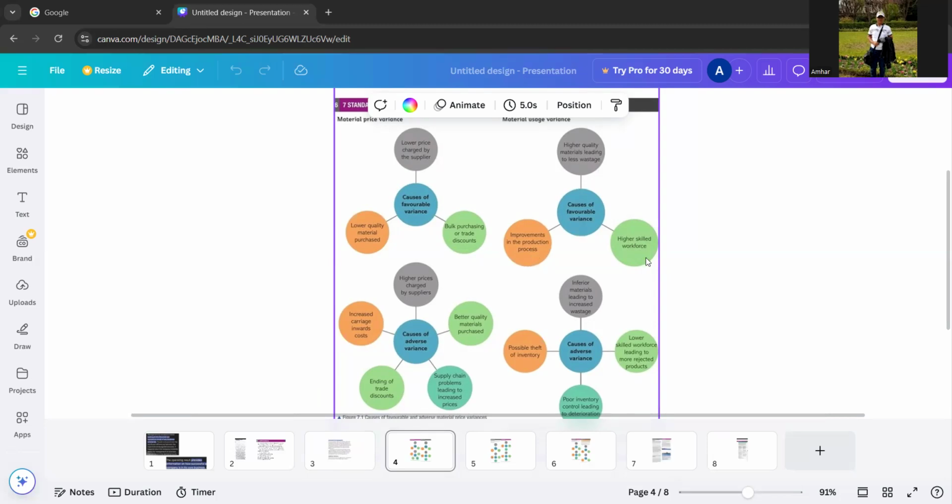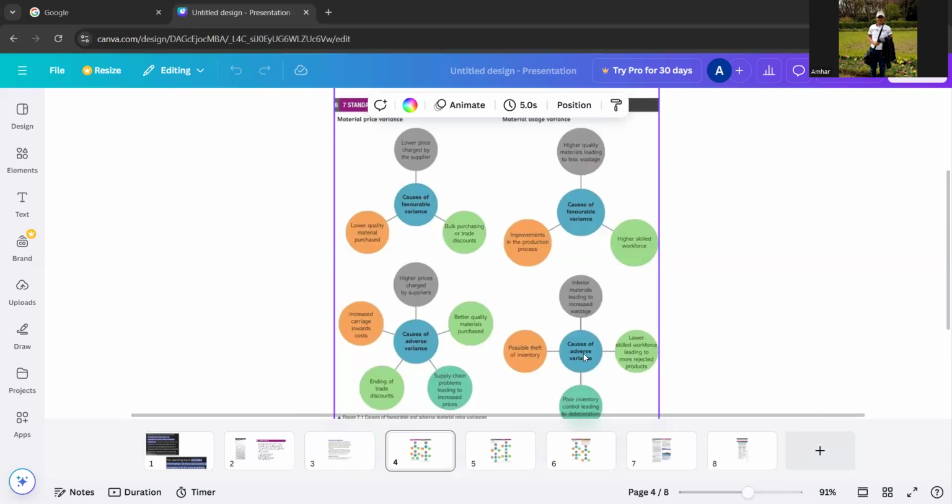Third one is when they use a higher skilled workforce. When the workers are highly skilled, then also they'll get a favorable variance. Now we'll look at the causes of adverse variance for material usage variance.